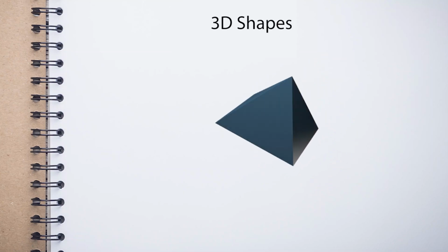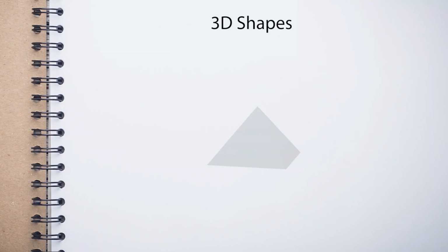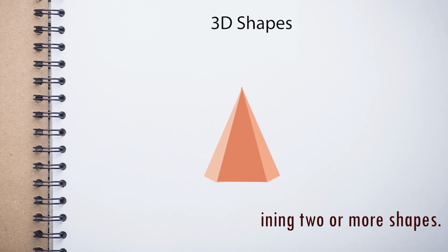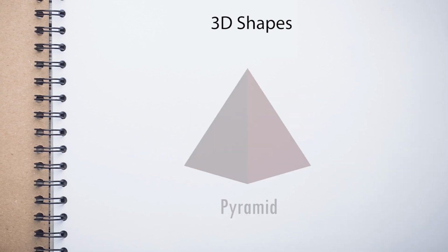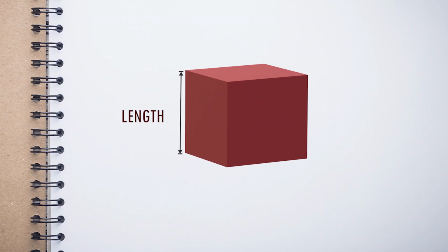Now, let us understand about forms. Form is a defined space that has depth and is three-dimensional or 3D. They are created by combining two or more shapes, for example, a cube, a pyramid, or a sphere. We can measure form in three ways, that is, by their length, width and depth.